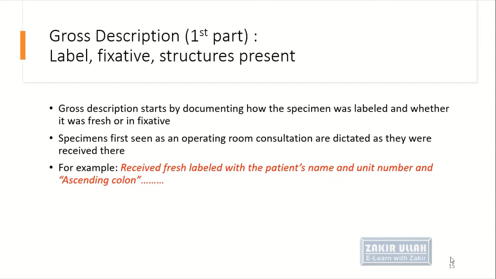The specimen first seen in an operating room consultation is dictated as it was received there. As we see the specimen in the gross room or operating room, it should be dictated as it was received. For example, we received fresh, labeled with the patient name and unit number, ascending colon.